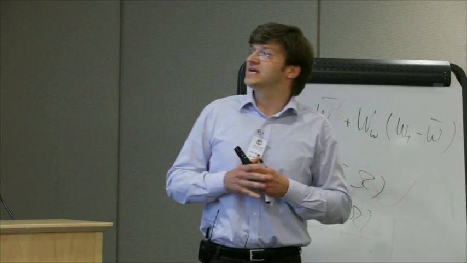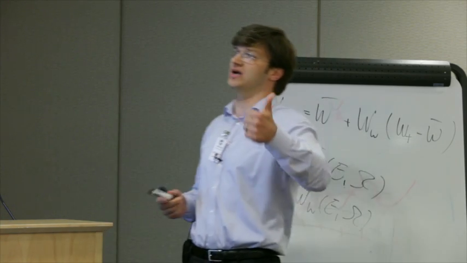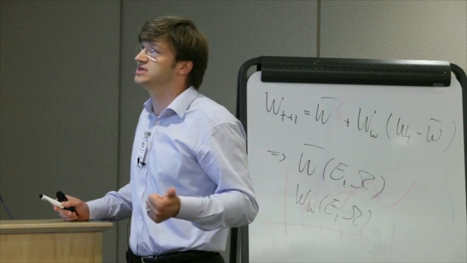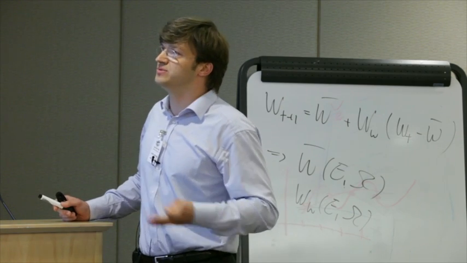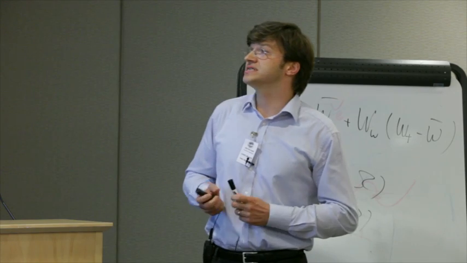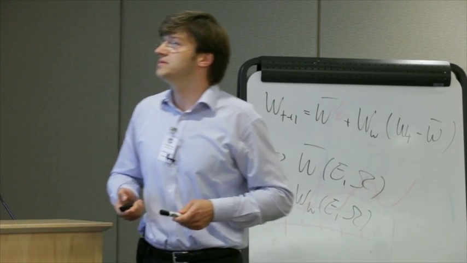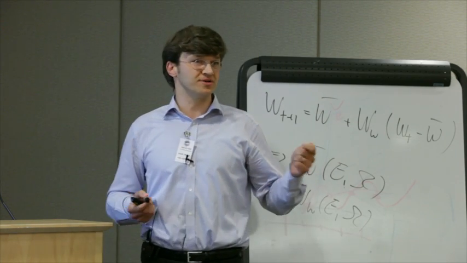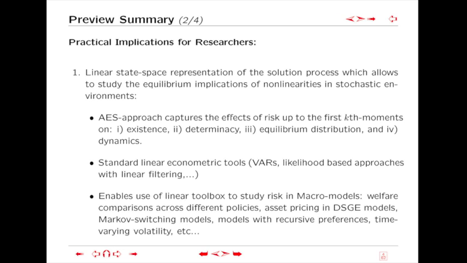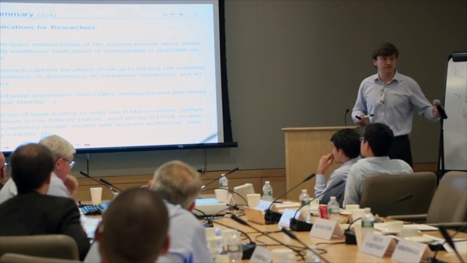Okay, what are the practical implications for researchers, which I would really like to emphasize? So the first is that we have a linear state space representation of the solution process, which now allows us to study the equilibrium implications of nonlinearities in stochastic environments locally. So the proposed approach captures the effect of risk up to the first k moments of your approach on existence, determinacy of the equilibrium system, on the equilibrium distribution, and also on the dynamics. Another advantage is that you can use standard linear econometric tools now to study these nonlinearities.